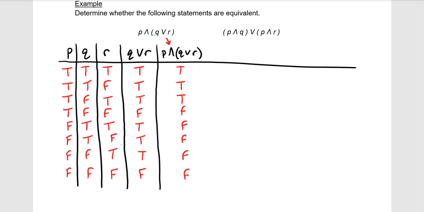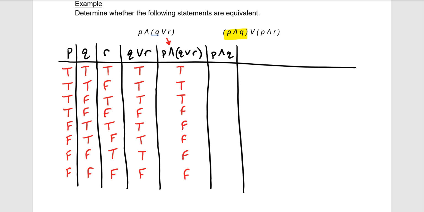So I'm just going to put a little arrow to it. And now let's do the other statement on the right. We're going to need to do a couple things for that one as well. Let's start with the conjunction P and Q. So we're looking at statement P, statement Q. This is only going to be true when they're both true, which is the case for case 1 and 2. And then after that, it's all going to be false because both of them are not true.